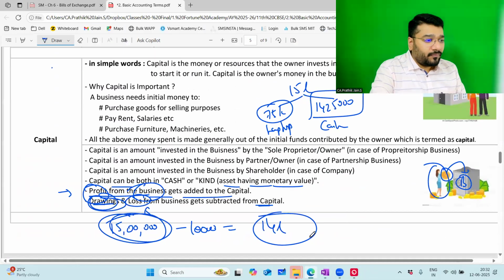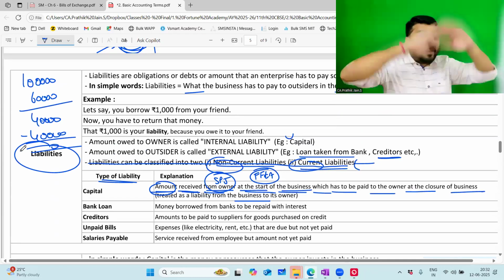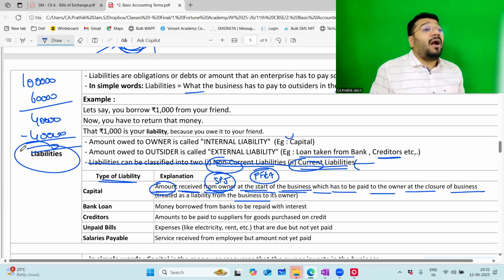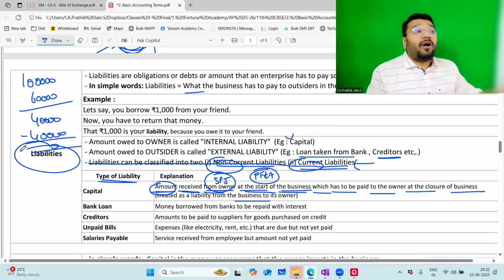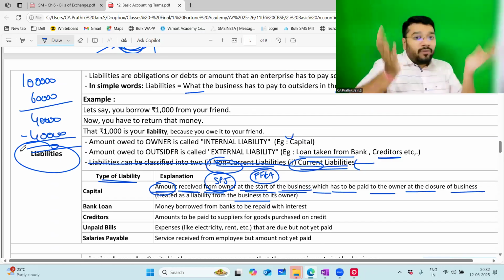No, sir. So today what did we discuss? We tried to understand what is the meaning of liabilities. Liabilities is the entire group. It's a big classification. Under liabilities you have capital, you have loan, you have creditor, you have trade payable, etc. Liabilities on the whole we discussed.